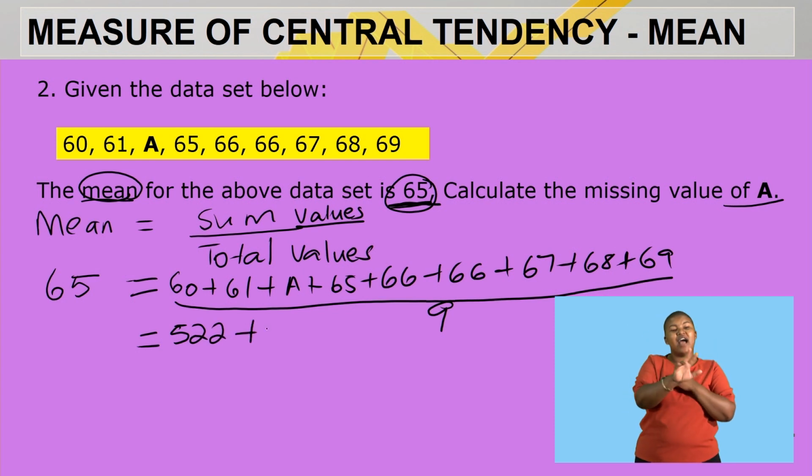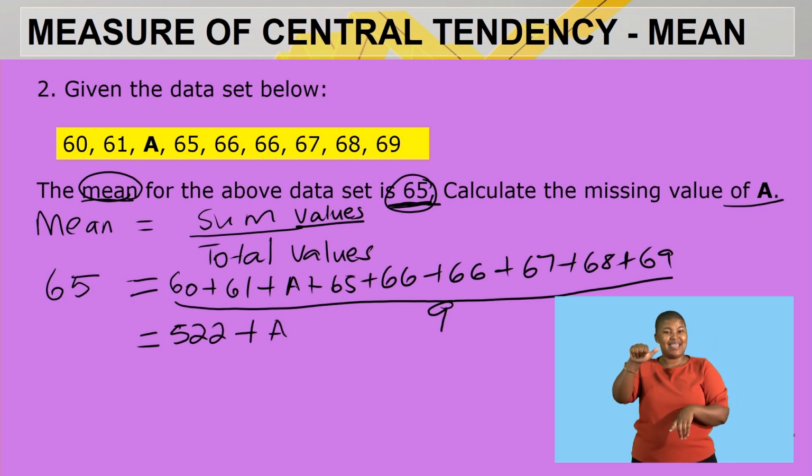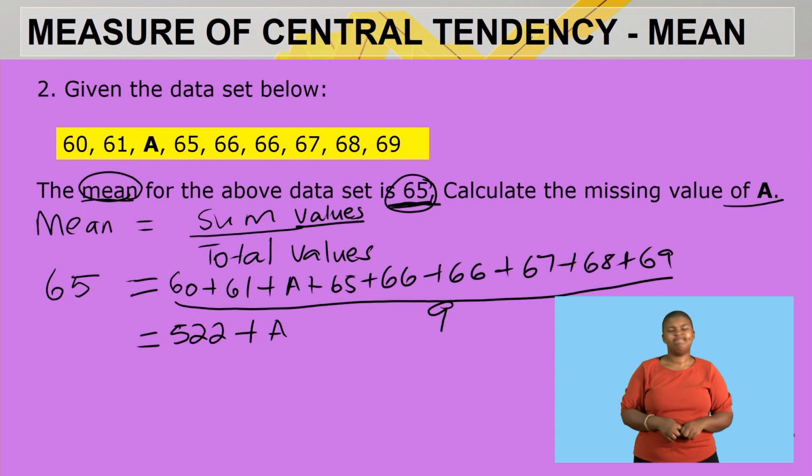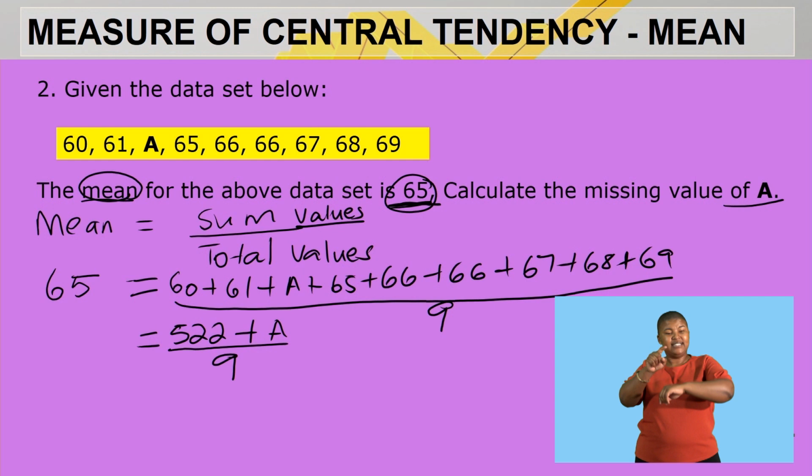522 plus A. I cannot add A with these values because A and all these numbers are not like terms, so we cannot add them together because they are not the same. So I'm going to divide this by 9, and then I bring down my 65. Now from here, we know that we do not want to work with fractions. So every time we start by eliminating fractions. So now how do I eliminate this denominator 9?